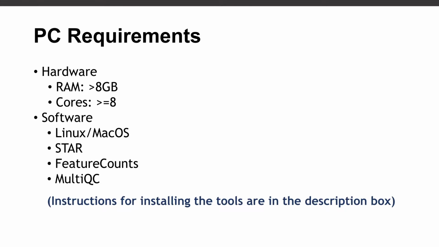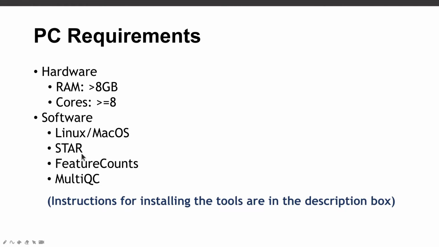Now, if you want to follow this tutorial, you need to make sure your PC satisfies these requirements. You should have a PC with a RAM greater than 8 GB. And you should also have the number of cores of your PC not less than 8. For the software, you should have a Linux or macOS operating system, and you should have STAR installed. We'll use STAR to map the reads to the reference sequence. You should also have featureCounts installed. featureCounts will be used to assign the reads to the genes or quantify the genes. And we are going to use MultiQC to aggregate the results that featureCounts will generate.